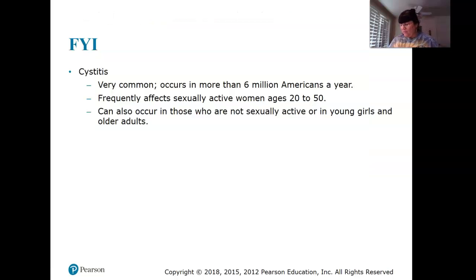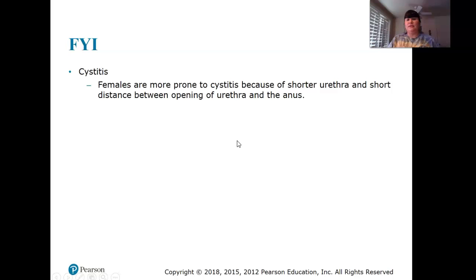Cystitis, okay? If we ever say itis, what is that? Inflammation, yes. So inflammation of the bladder. It says it's very common, occurs in more than 6 million Americans a year, frequently affects sexually active women, can also occur in those who are not sexually active. All right, females, again, we're talking about UTI, if the bladder is inflamed, and females are more prone, okay? It says females are more prone to cystitis because of a shorter urethra, and the short distance between the opening of the urethra and the anus.